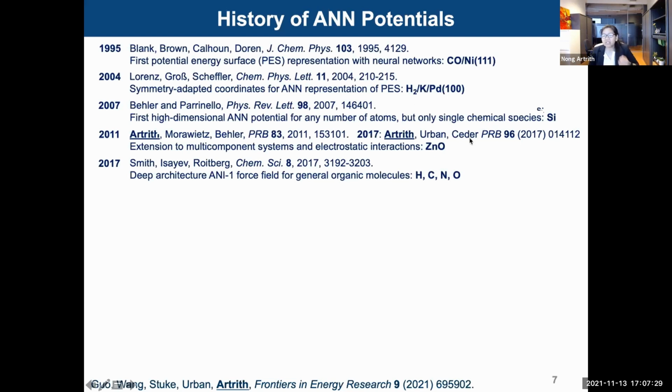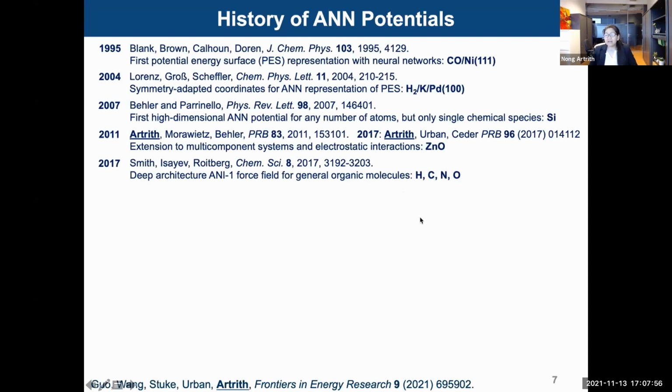And then when I joined the SETA group, because we work on really complex energy materials, for example, batteries, it contains really many different chemical species. So we extended the methods, and I will also demonstrate that in a minute. And also in 2017, our Reutberg group showed a really large data set that can describe many different chemical species.